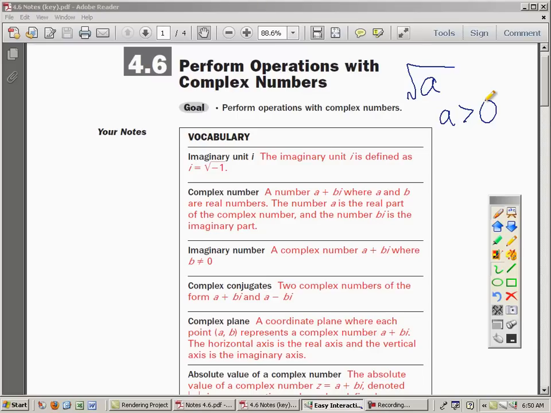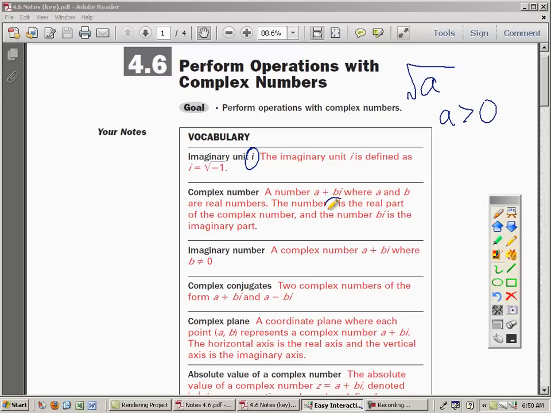An imaginary unit is referred to as this lowercase letter i, and the imaginary unit i is defined as the square root of -1. All right? So we're going to be using this arbitrary i to represent the square root of -1. A complex number is a number a plus bi, where a and b are real numbers.